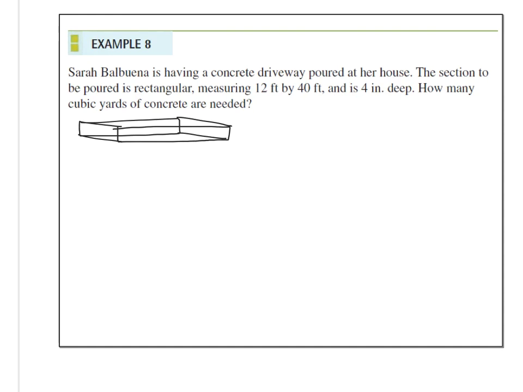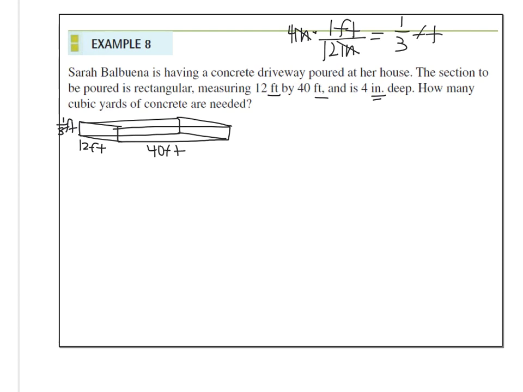So I know that it's 4 inches deep, but these are both feet and this is inches, so I need to convert that to feet. So 4 inches times 1 foot has 12 inches. This is where your stoichiometry is going to come into play. Inches cancel, and 4 over 12 is our feet. So 1/3 of a foot is how deep it is. So that's what's going to be right here, 1/3 of a foot. We know that it's 12 feet wide by 40 feet long.